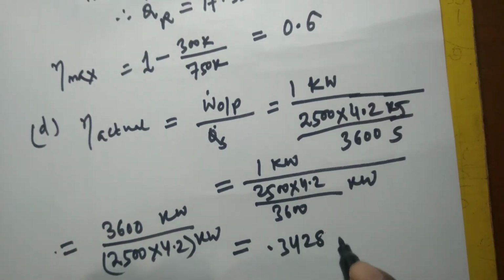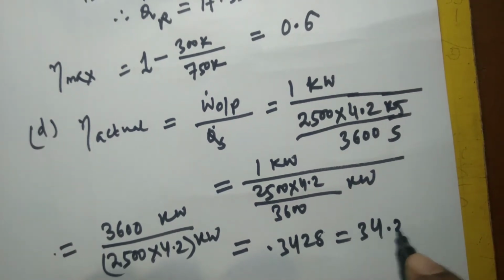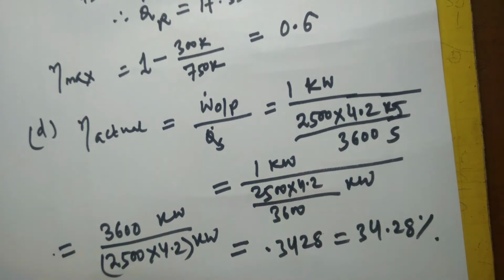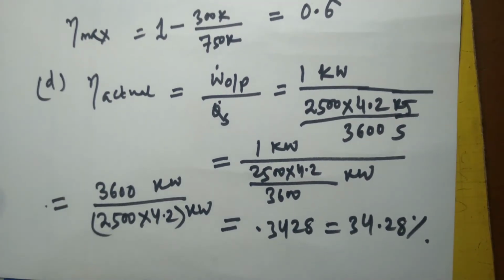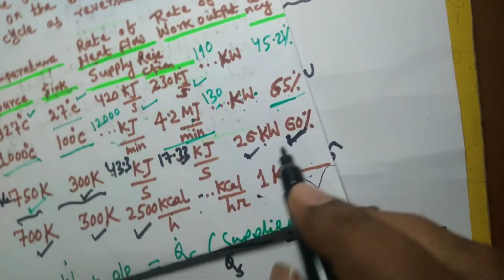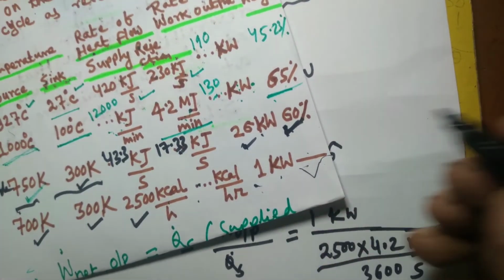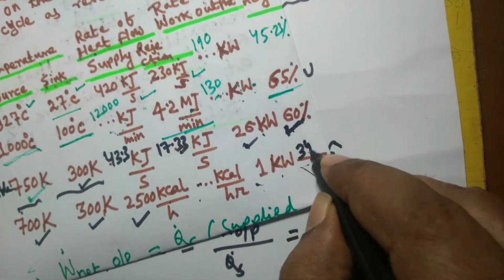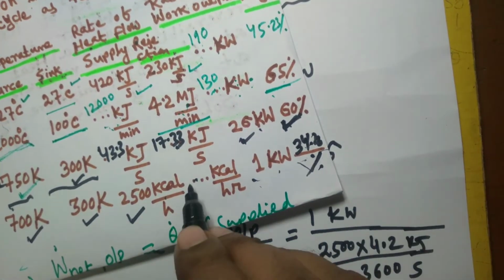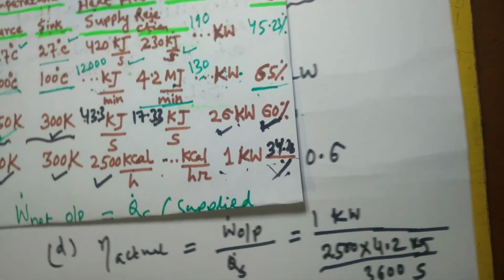0.3428, or in terms of percentage 34.28%. So efficiency is calculated, and that is 34.28%. Next, we have to calculate the heat rejected.